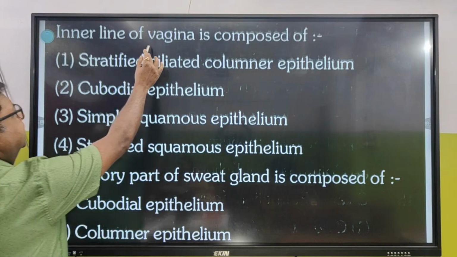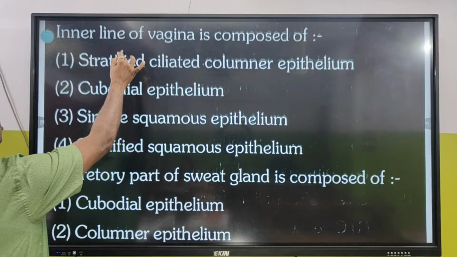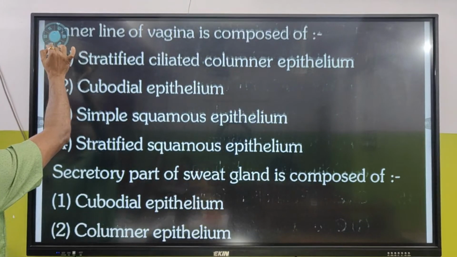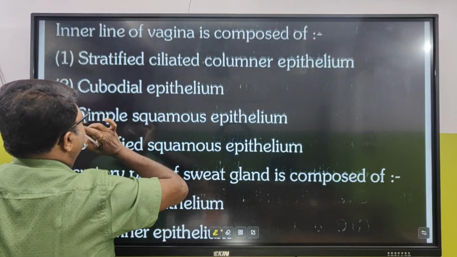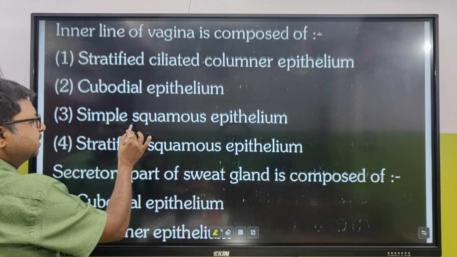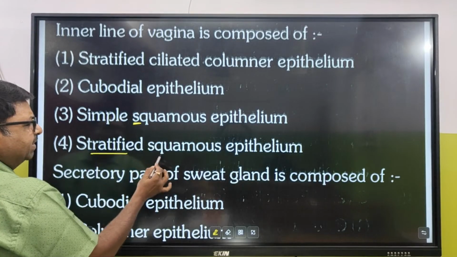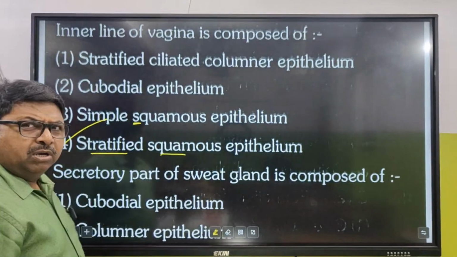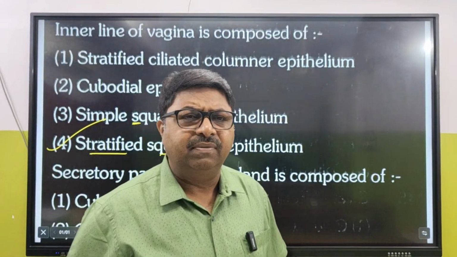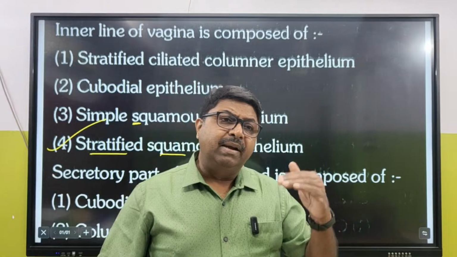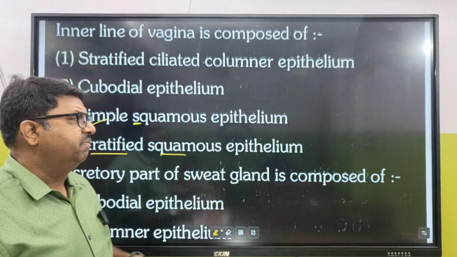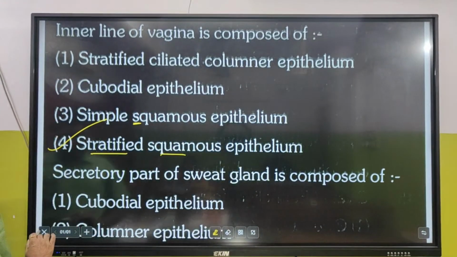Inner lining of vagina is composed of stratified ciliated, cuboidal epithelium, simple squamous, or stratified squamous. It's not going to be ciliated because there's no function of any movement of something. It is stratified squamous because there is wear and tear inside the vagina. So basically they are squamous, but there are many layers, stratified. Next question.